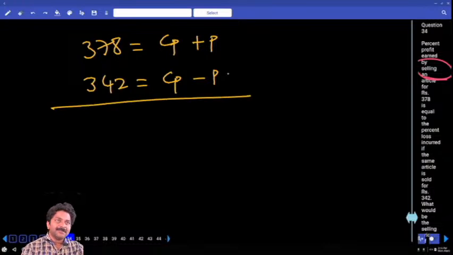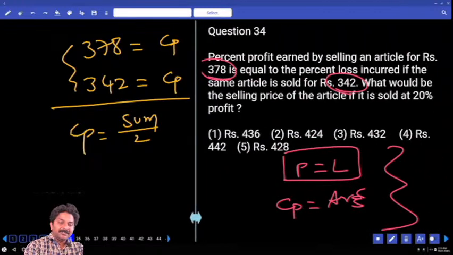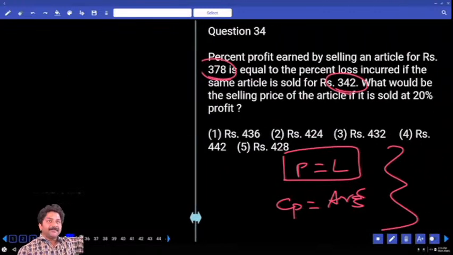Hence, in place of loss, I'll write profit. When you add both, this gets cancelled. 2 cost price is equal to the sum here, and cost price is equal to sum divided by 2. That's it. Yes? So instead of this, we'll simply remember only that way. If profit and loss both are equal, cost price is average.